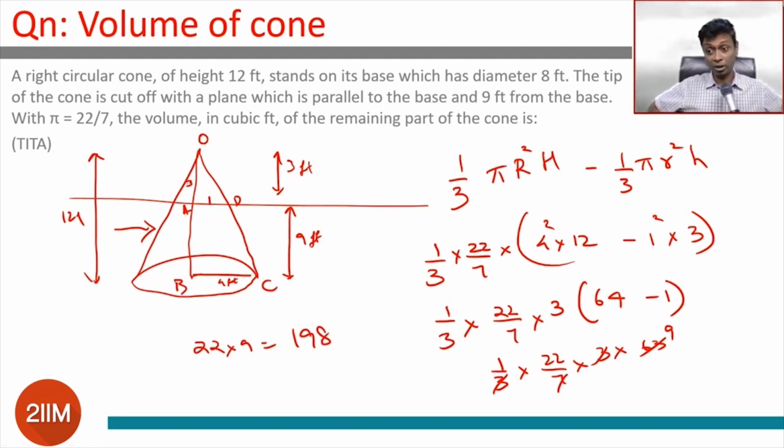1/3 pi r square height minus 1/3 pi r square height. Large cone minus small cone. That's the volume of the frustum, remaining part. Large cone has radius 4 and height 12. Small cone has radius 1 and height 3. So 4 square into 12 minus 1 square into 3. And so this is 3 times 63, and then multiply that and get to the answer.